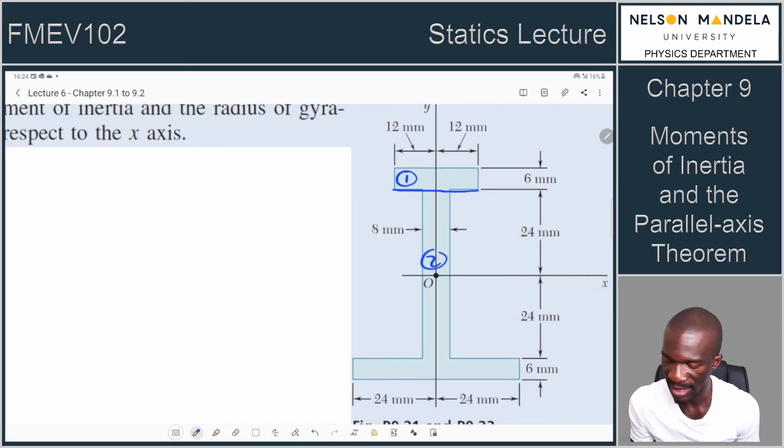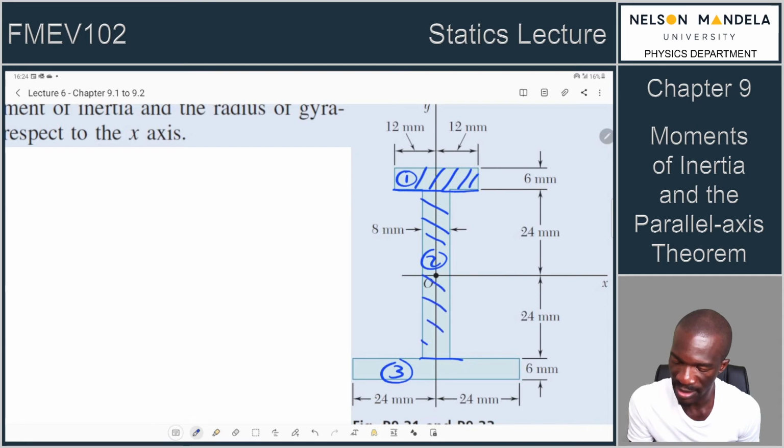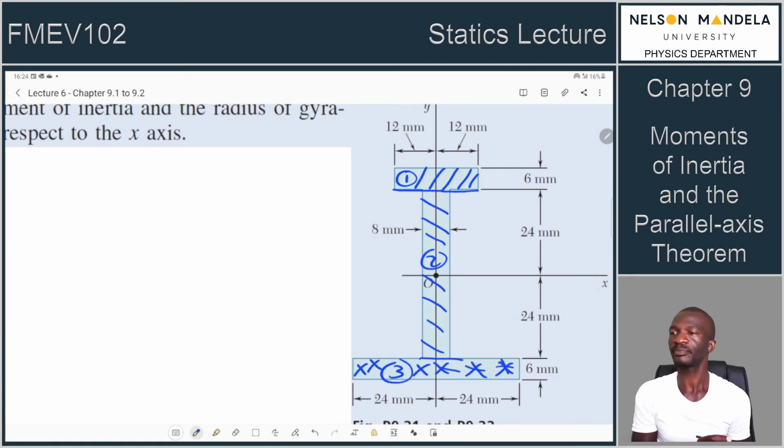So that's object number 2, and that will be object number 3. Object number 1 is right there at the top. Object number 2 is right throughout this length. Object number 3 is right there at the bottom. Something like that.